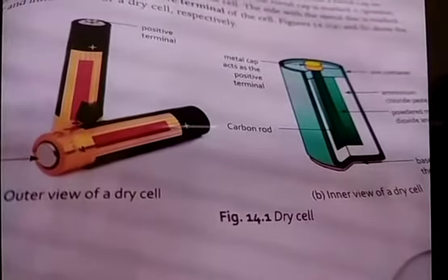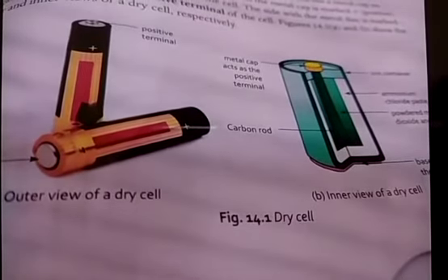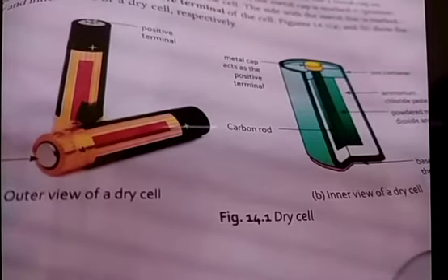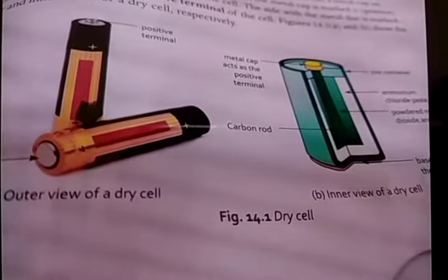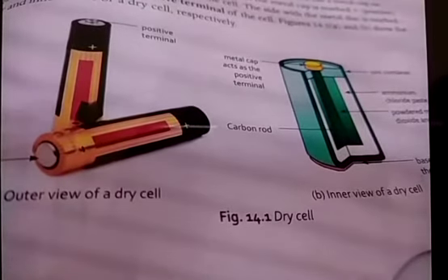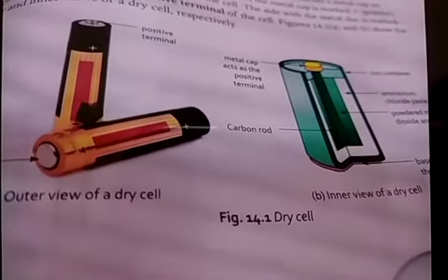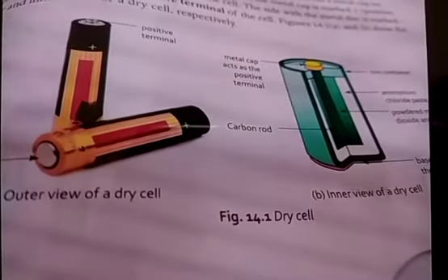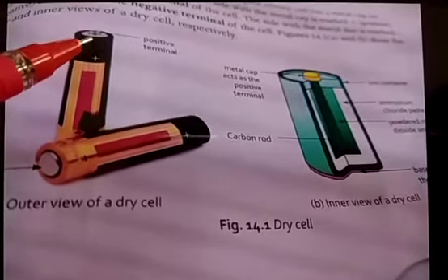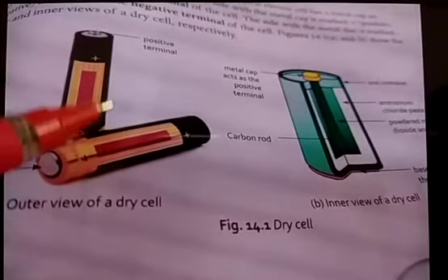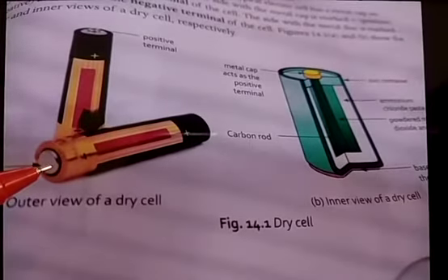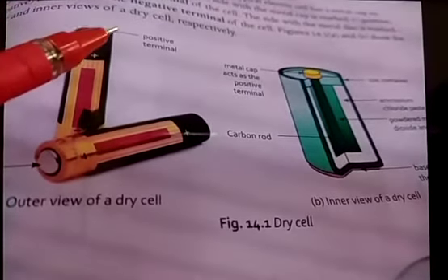It can act as the negative terminal. Now in this cell we have two terminals, positive and negative. Electric cells come in various shapes and sizes. Yes or no? Yes. A typical electric cell has a metal cap on one side and a metal disc on the other side. So the metal cap is the positive terminal.